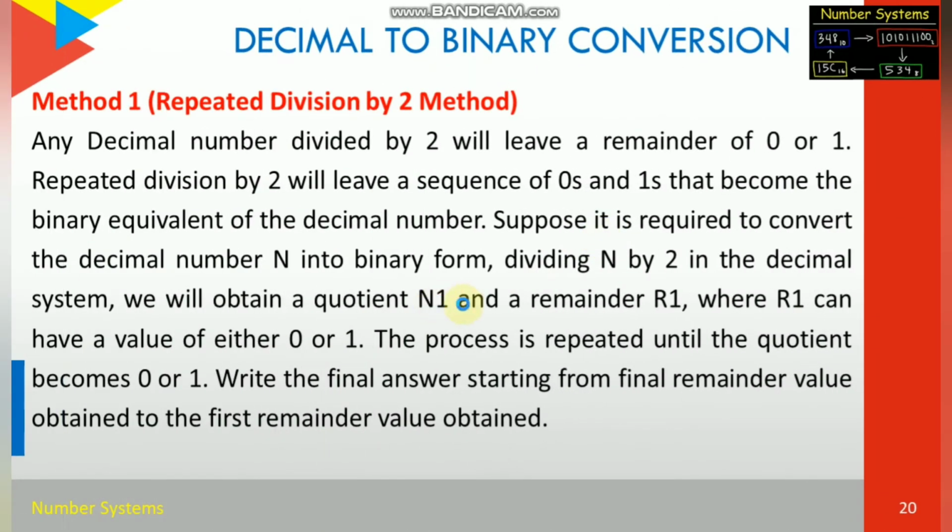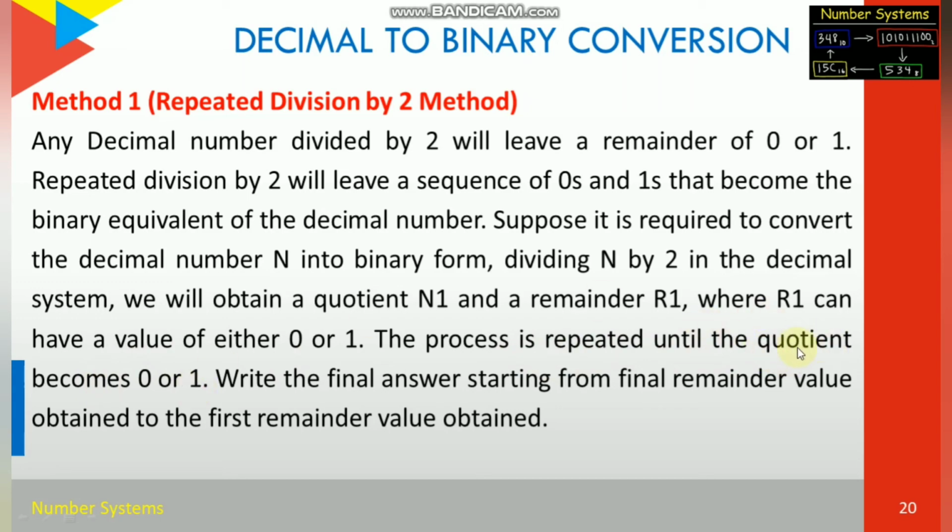And that is what is given here. So you will obtain the quotient n1 and a remainder r1, where r1 can have a value of either 0 or 1. So always your remainder will be 0 or 1, because we are converting the decimal number to a binary number. So binary will always have only two numbers, that is 0 or 1. So this process should be repeated until the quotient becomes 0 or 1.